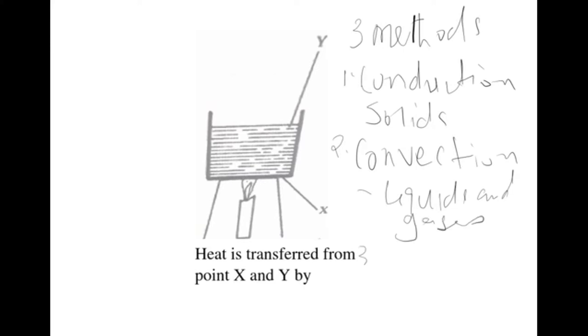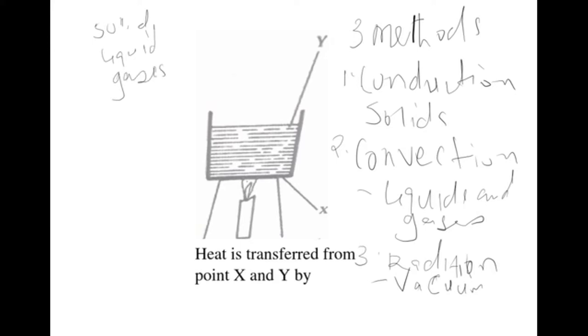Then we have the third method, which is radiation. Radiation is a mode of heat transfer that takes place in vacuums. In other words, it does not require any medium for it to be transferred from one point to another. When we talk of mediums, mediums can either be solids, liquids or gases. So for radiation, it does not require any of these for it to take place.